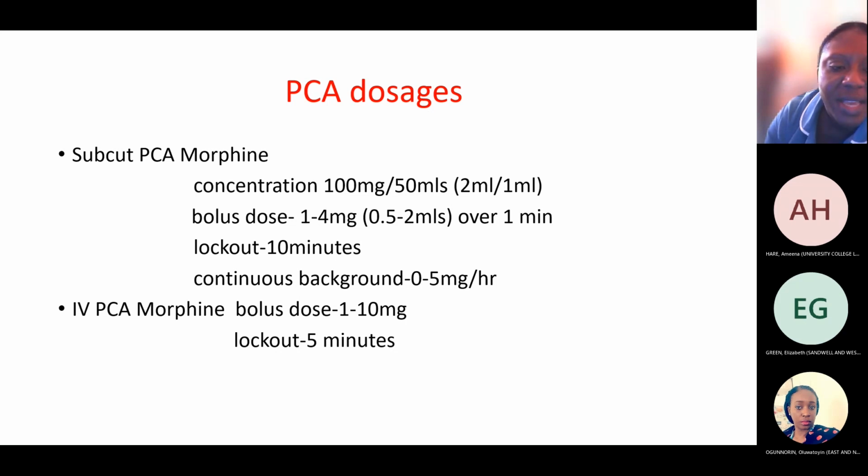If they have an IV PCA, for example, the bolus dose is 1 to 10, and the lockout period is 5 minutes.